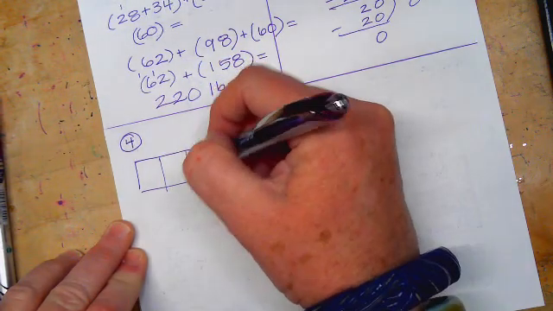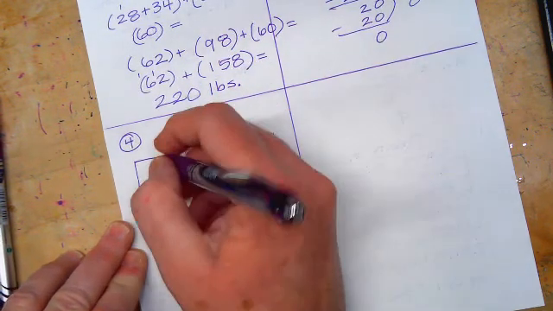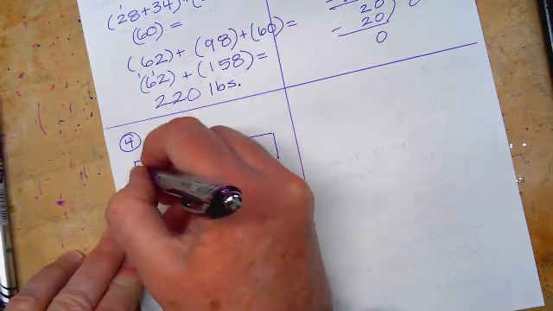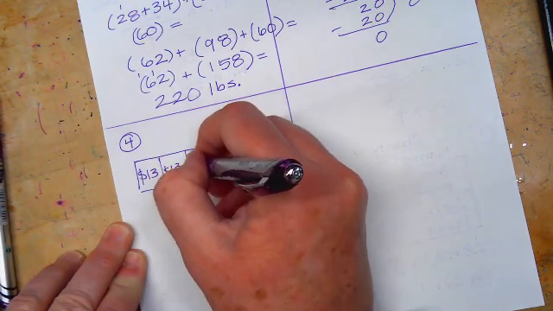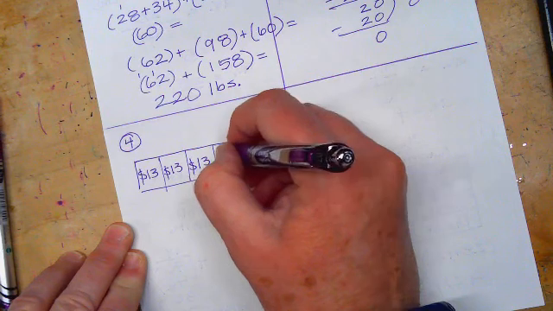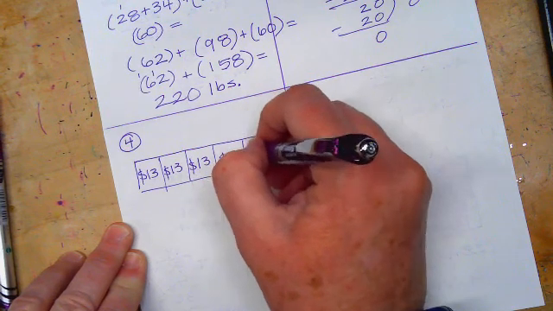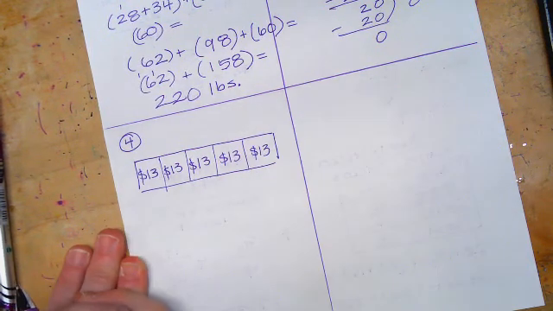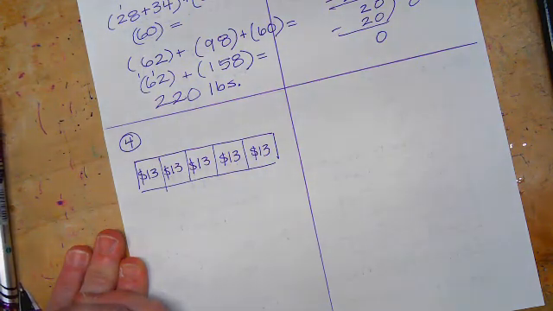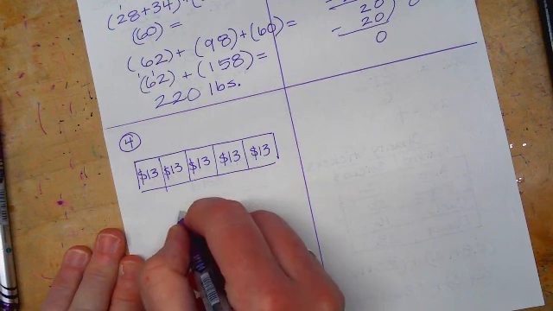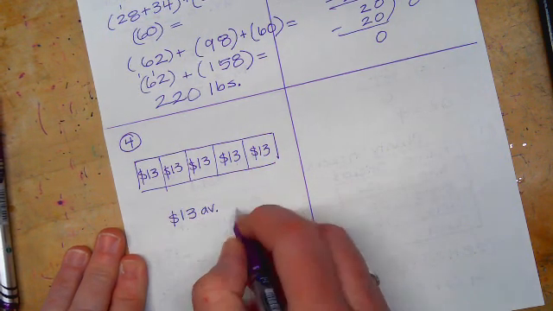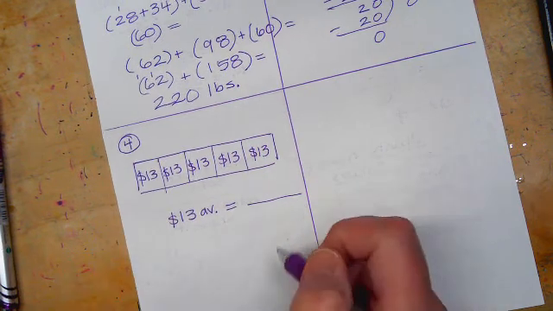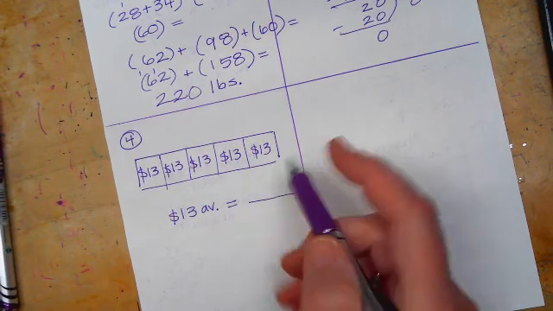And they're saying May was on vacation for 5 days. She spent an average of $13 per day. So let's make her little vacation chart. 1, 2, 3, 4, 5. So she's on vacation. She spends $13 a day. An average of $13 a day. How much did she spend altogether in the 5 days?